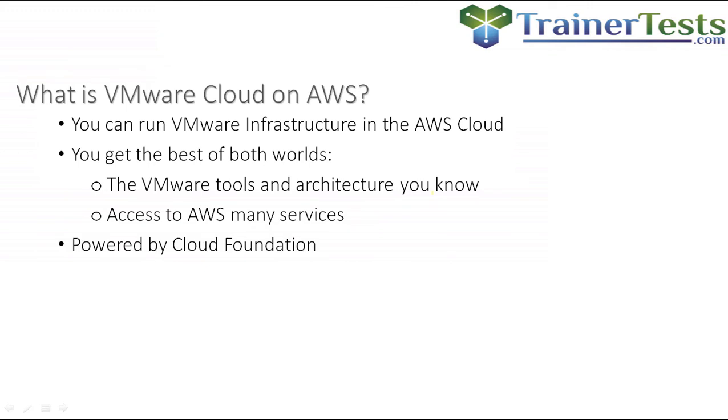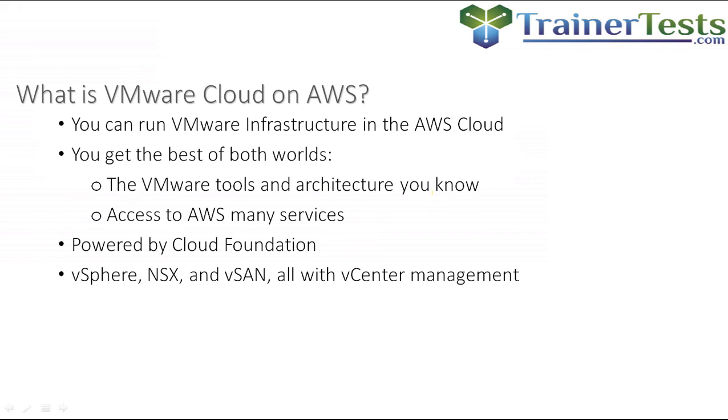So the VMware Cloud on AWS is powered by Cloud Foundation. We have vSphere, we have NSX, we have vSAN, we have vCenter. All of the familiar VMware tools and functionalities that we've grown accustomed to and that provide so many awesome services like high availability and DRS. Those features are all supported in the VMware Cloud on AWS.